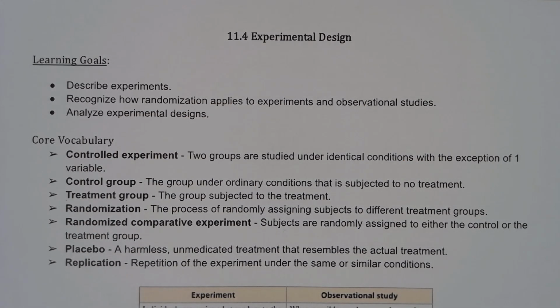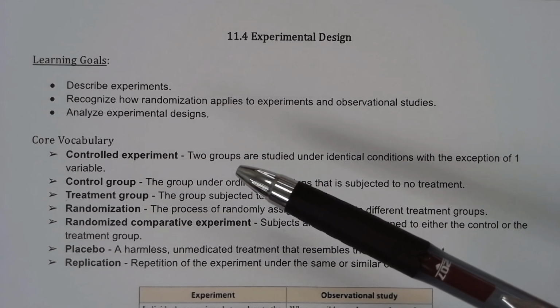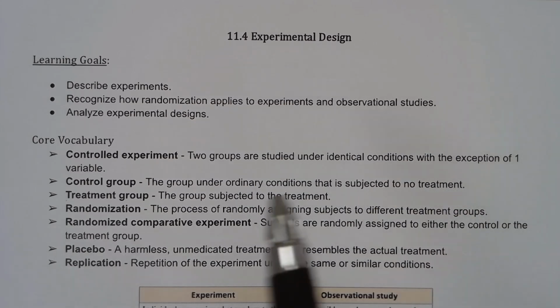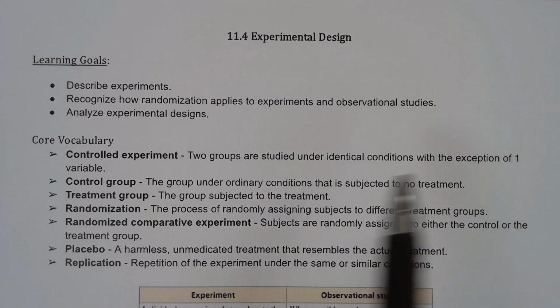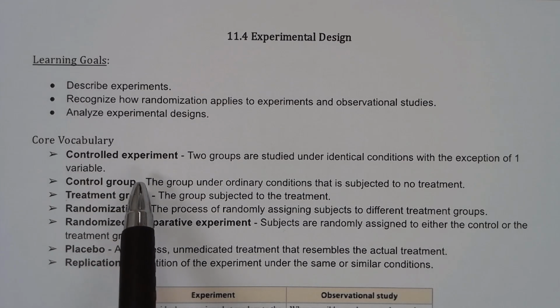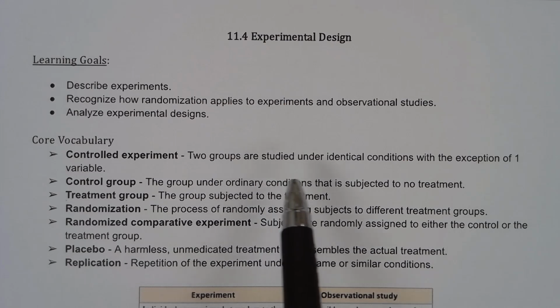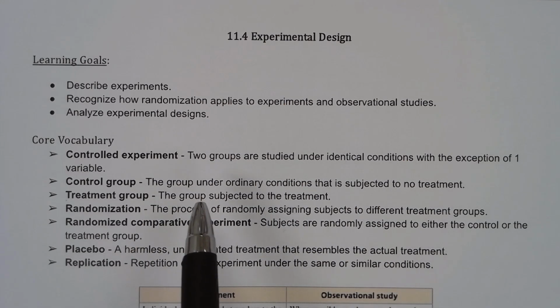So, for these terms to know, maybe you've seen some of these in a science class, but a controlled experiment is when you're running an experiment with identical conditions except for one thing that we are changing. And that one thing we will change between our control group and our treatment group. Our control group gets ordinary conditions, and our treatment group gets what we are testing, our treatment.